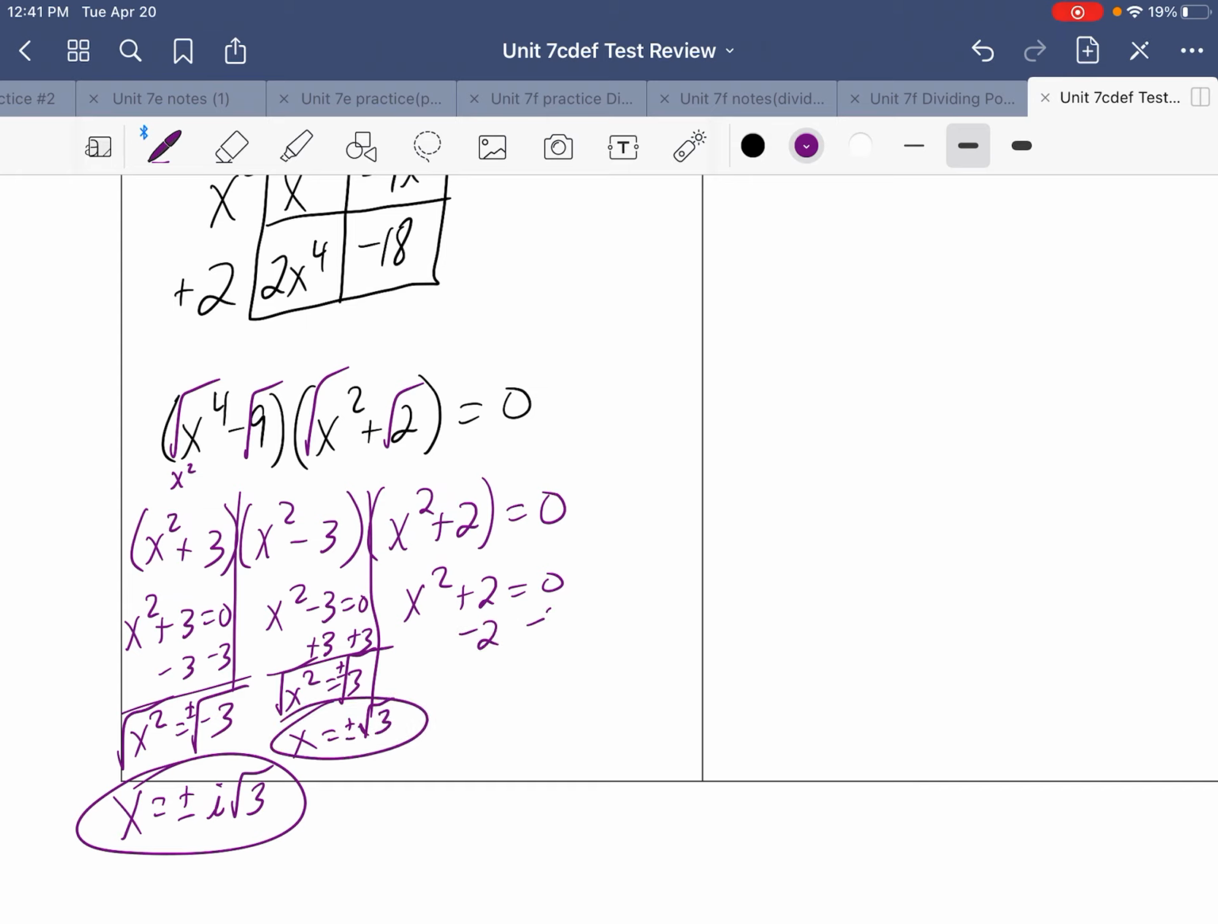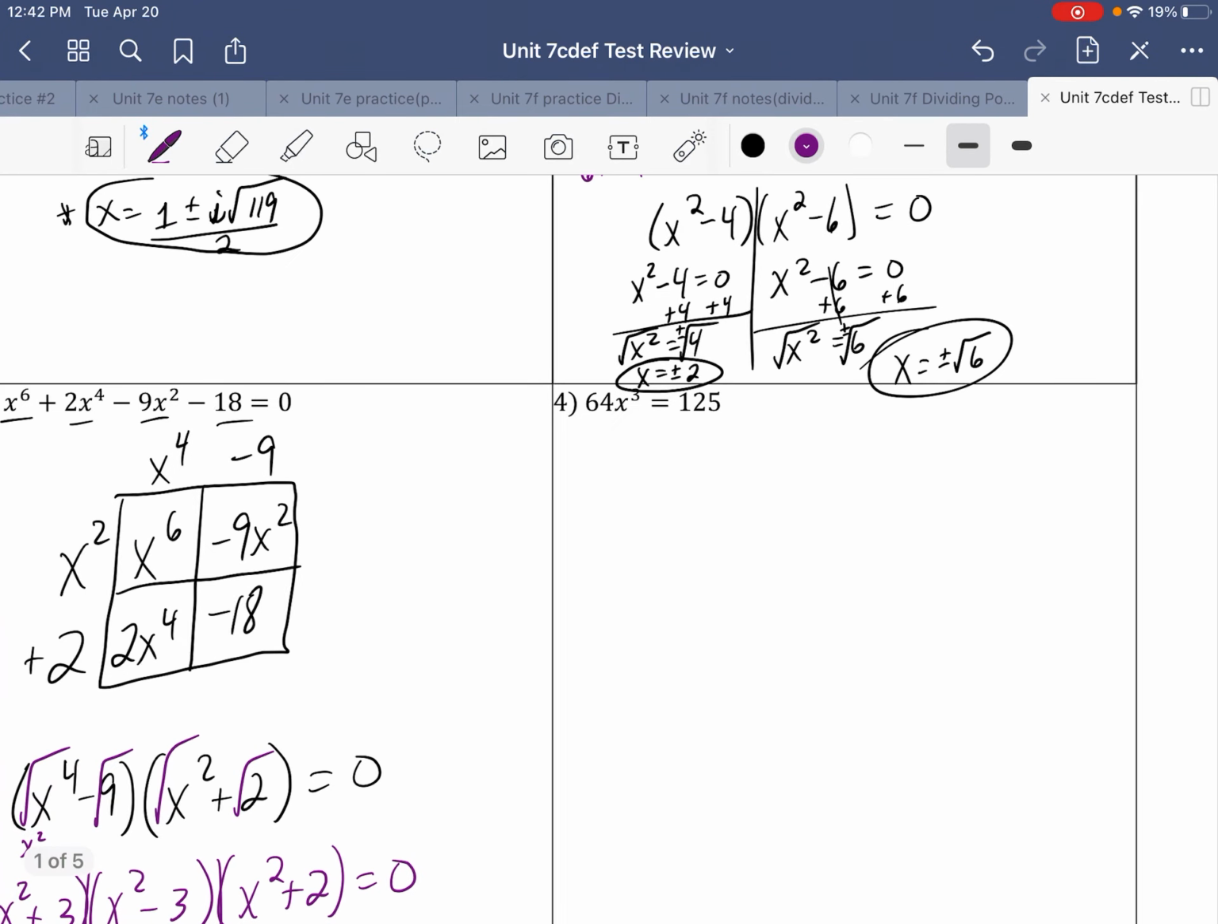And last one, x squared minus 2. Oh, don't forget the plus minus, Mr. Johnson. Square root of negative 1 is i. And then there's the square root of 2. So here are all 6 answers. You have positive and negative for each one.